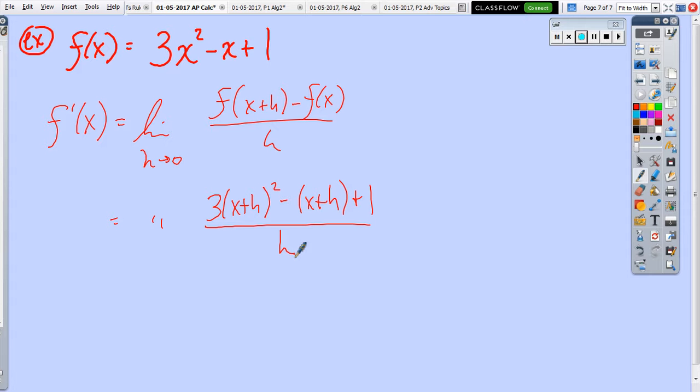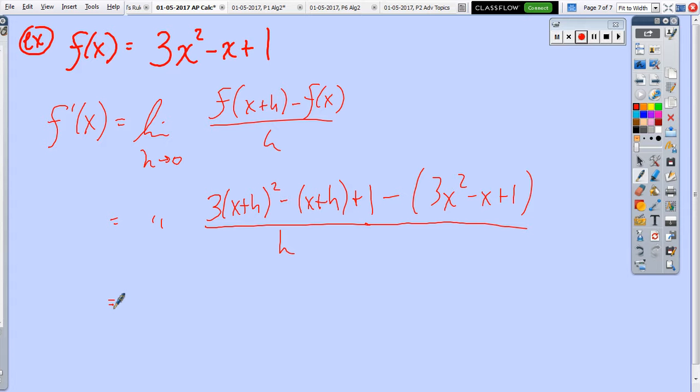Wait, what about the f of x? Minus f of x, oh yes, sorry, thank you: minus (3x squared minus x plus 1). So this part is just f of x plus h, if I let x plus h be x, and then subtract f of x.